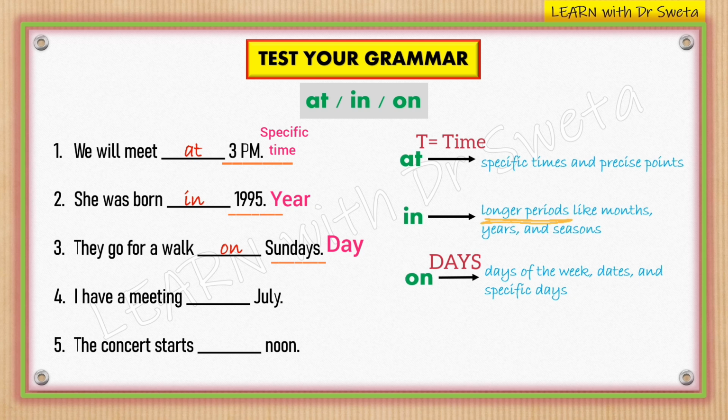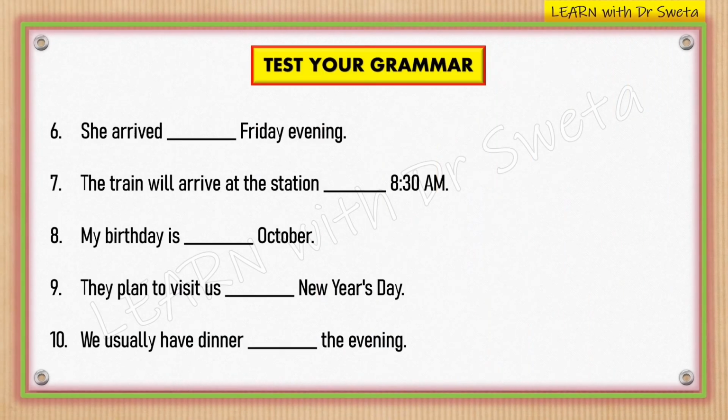I have a meeting blank July. July, month. So we will use in. I have a meeting in July. The concert starts blank noon. Noon means 12 o'clock in the day. So specific time. So we will use at. The concert starts at noon. She arrived blank Friday evening. Day, so on. She arrived on Friday evening.